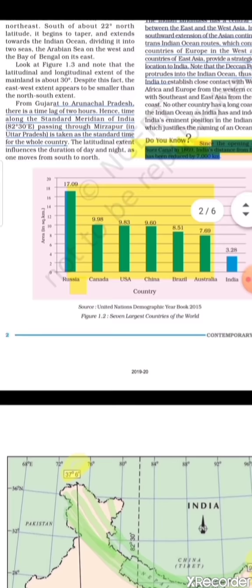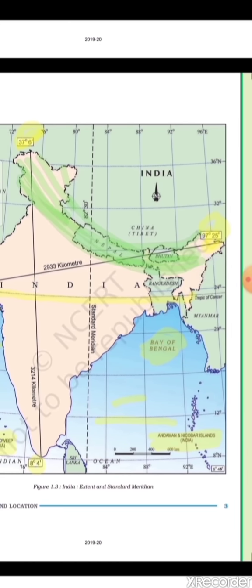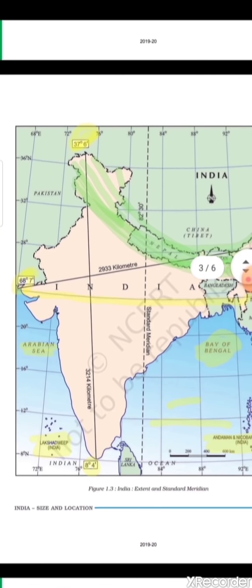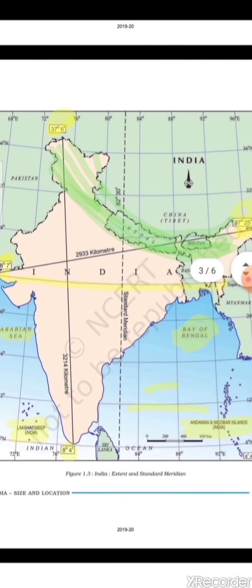Now, next is the longitudinal extent of the country. Already we have discussed it in the previous topic. The longitudinal extent of the country is 68 degrees 7 minutes east to 97 degrees 25 minutes east. Because of the longitudinal extent, students, there is a time lag of 2 hours between Gujarat and Arunachal Pradesh.